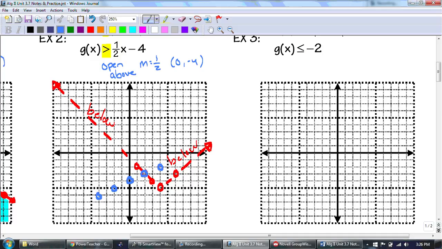And that's going to be a dashed line. Okay, so just like before, there's my dashed line. And for this guy I have to shade above. Okay, so I'm going to go ahead and label everything. There's 1, there's 2, there's 3, and there's 4.